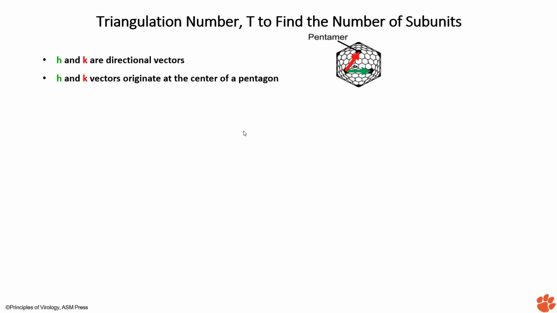Now, how do you find the triangulation number? To find the triangulation number, you first have to find a 5-fold symmetry on your structure.